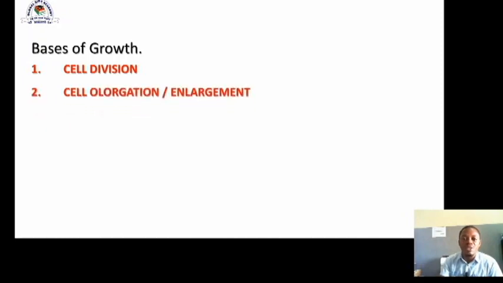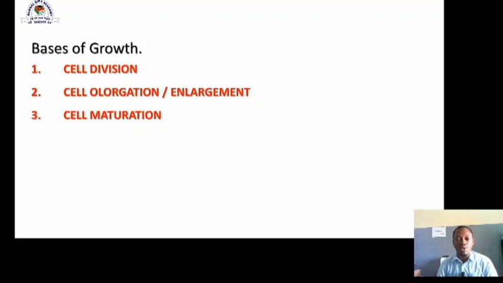Number 2 basis of cell growth is cell elongation or cell enlargement. What do you mean by that? When the cell divides, the next thing is that the cell becomes enlarged. As it enlarges, it means it is becoming elongated.